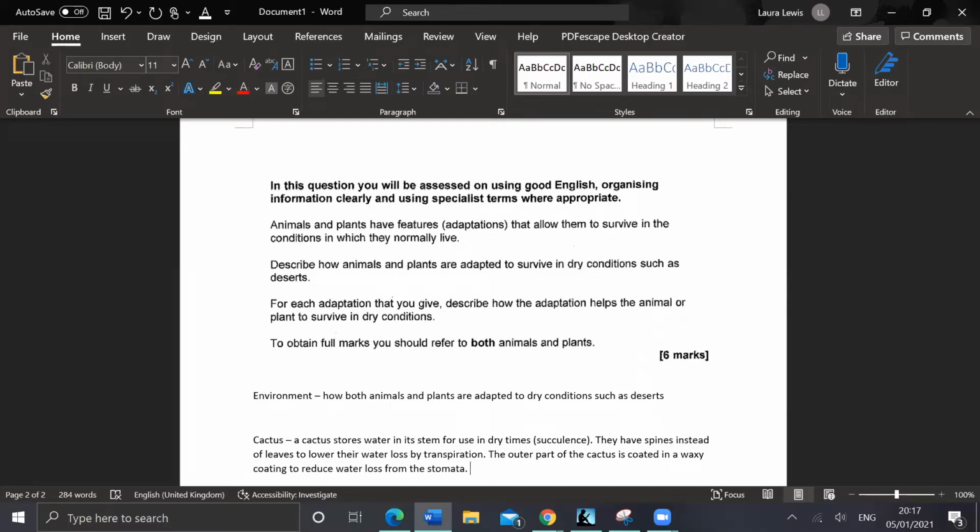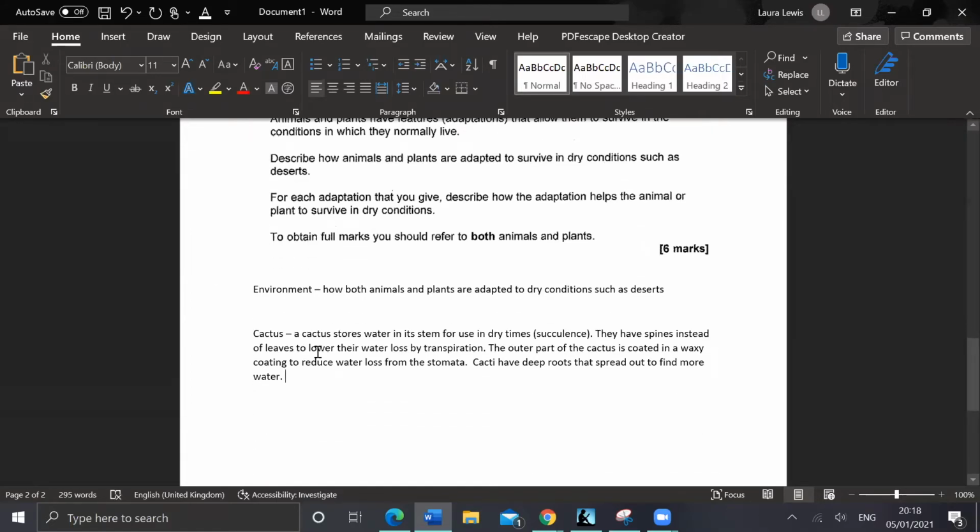Anything else? Cactus, cacti. Oh, also, you might not know this, but you will learn something if you didn't know. Cacti, so more than one, have deep roots. So deep roots that spread out as well. So a very sort of large root system to find more water. Okay, because it's all under the ground as well. Okay, so that's a cactus. Let's think about obviously you get other plants such as succulents related to a cactus as well.